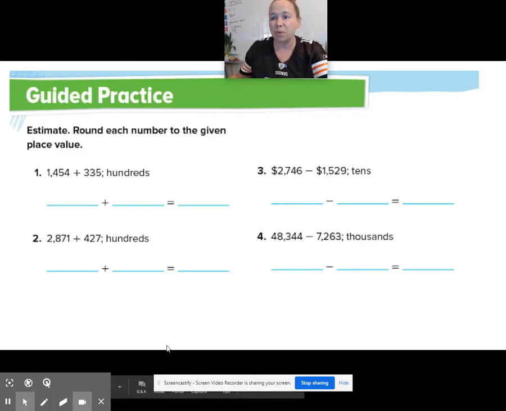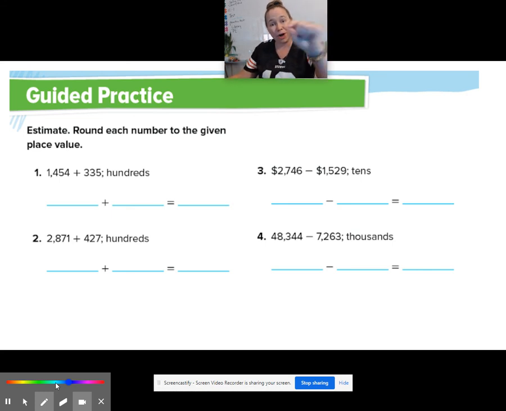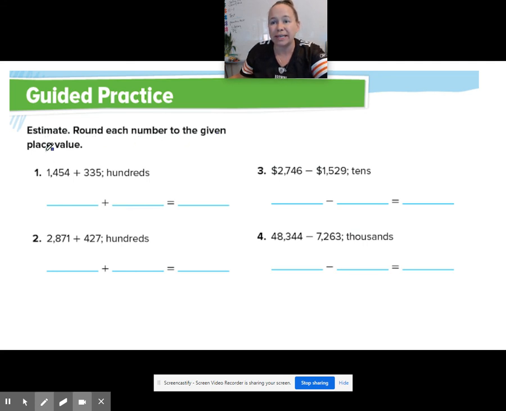All right, take out your math book. It's going to be page 80. Page 80. I'm going to go ahead and get started. If you need more time to get your book, hit pause and come back to me when you're ready. Page 80, here we go. Estimate. Round each number to the given place value. So here they gave you the hundreds.